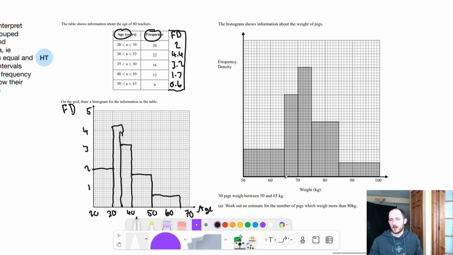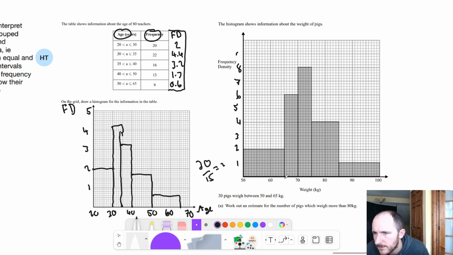So what you do here is you need to work out what the frequency density is. So you're doing 30 over 15. So you know that this height is 2. So each square looks like it's going up in ones. Right? Like that. And we need to work out an estimate for the number of pigs that weigh more than 80.